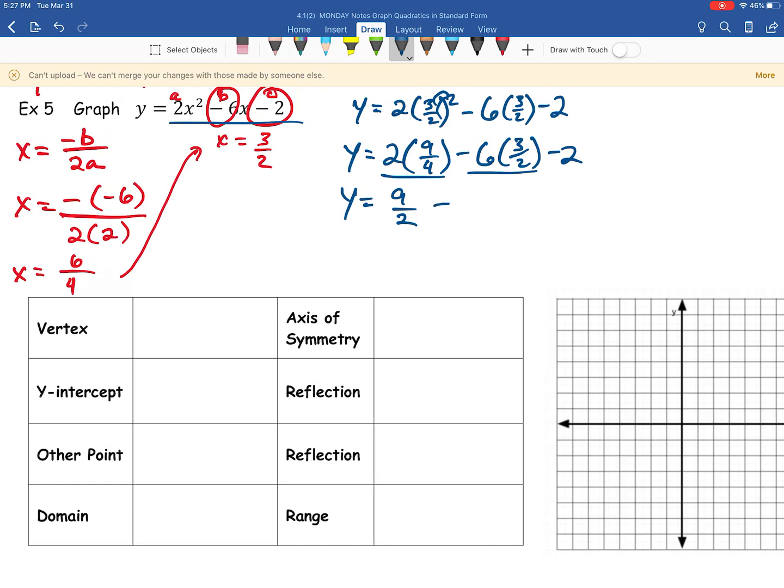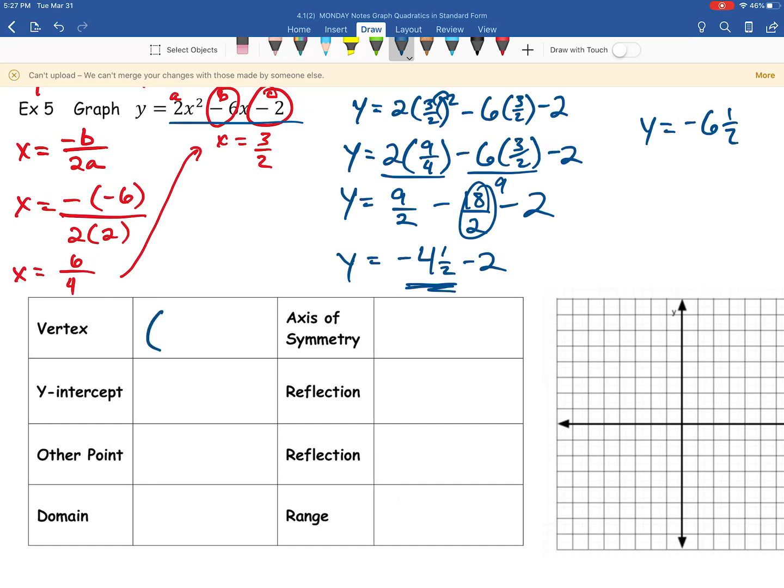Whereas this one will come out to be -18 over 2, minus 2. And then when we simplify this further, we should get -9 over 2, which is -4.5, minus 2, which comes out to be a y value there of -6.5. Because this again is pretty much saying 4.5 minus this is just 9. And that's how we get that -4.5.